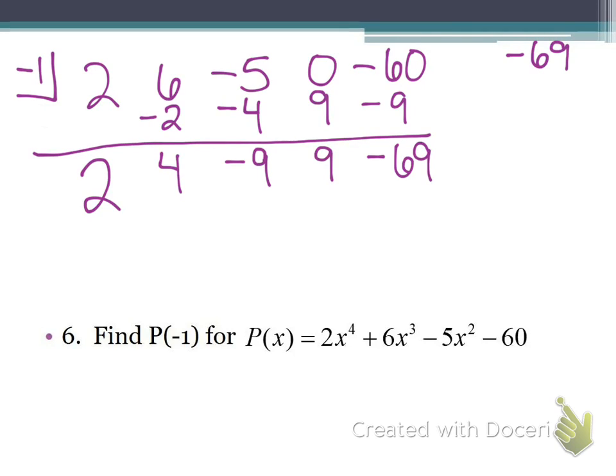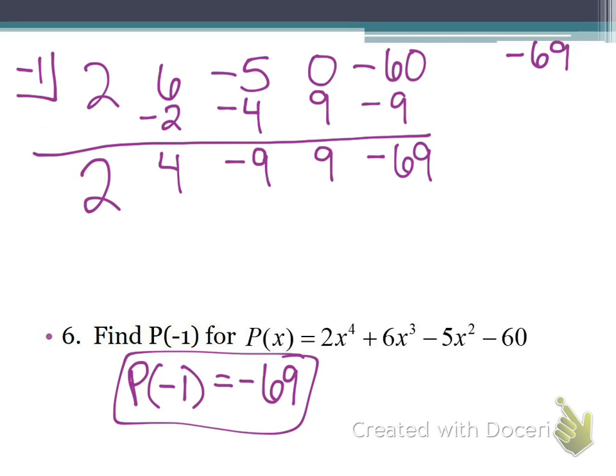Very good. So those of you that offered an answer got it right. So we could write our answer. P of -1 is equal to -69. Again, if you want to check it, you could actually plug -1 into x here, here. Calculate it all out and see if you got the correct answer.